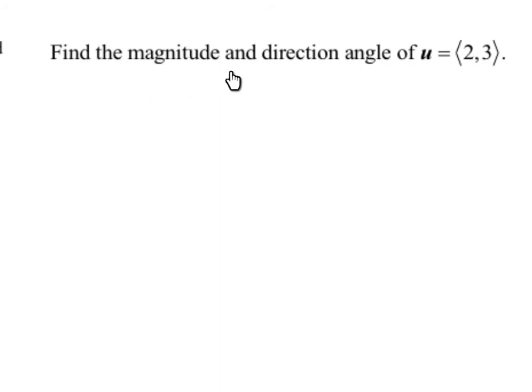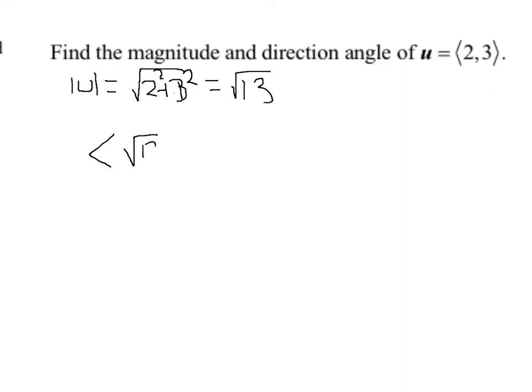Let's try another example. Find the magnitude and direction angle of U equals <2, 3>. So watch. Find the magnitude first. So the magnitude of U is the square root of 2 squared plus 3 squared, so square root of 13. So now we have this: <square root of 13 times cosine of an angle, square root of 13 times sine of an angle>.